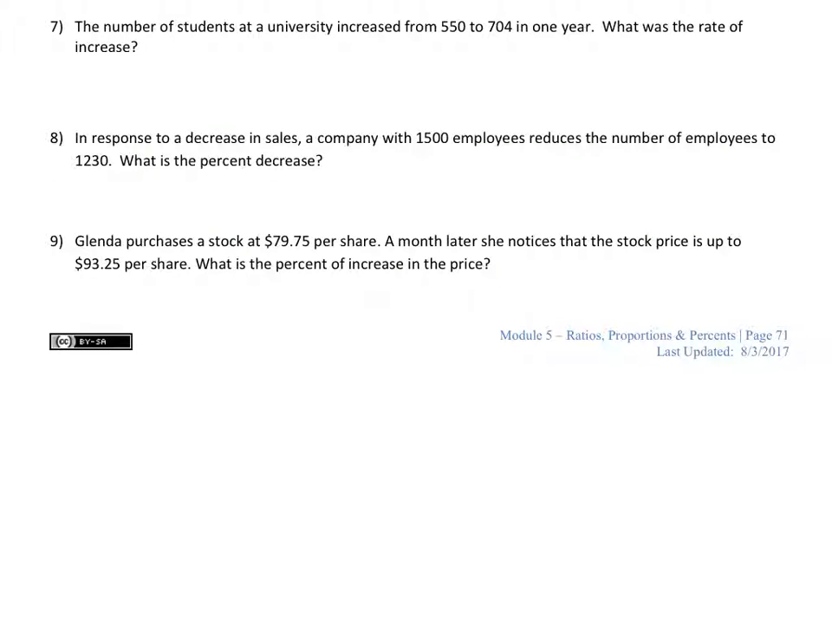Number 7, the number of students at a university increased from 550 to 704 in 1 year. Small university there. So let's figure out the amount of change. So 704 students, subtract the 550 that we had originally. So 4, borrow, carry, 5 and 1. So it increased by 154 students.